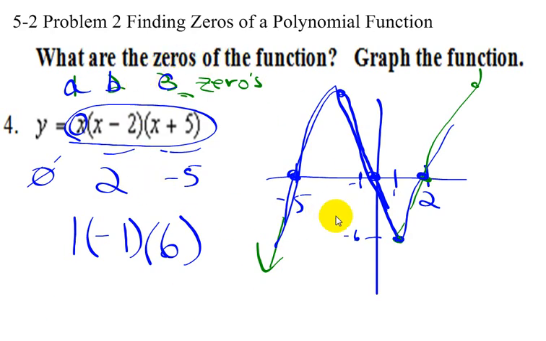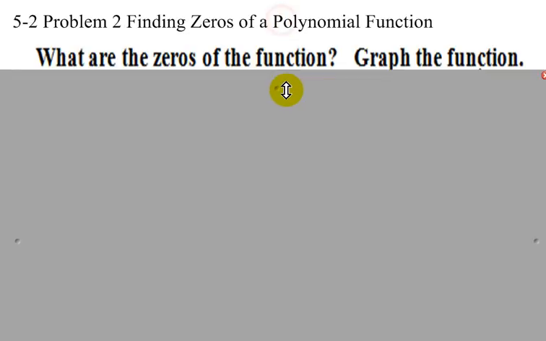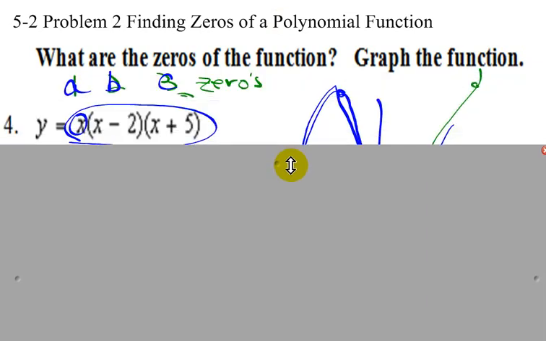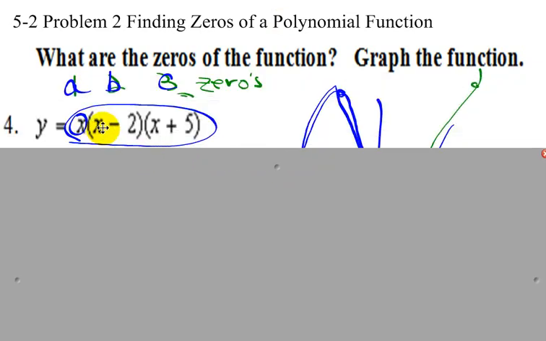Number 4, and this is the one I gave you for your Bellwork, or did I give you 5? Did I give you this one or 5? Okay. So this one says what are the zeros of the function and graph the function. So when you look at this, you've got x times x minus 2 times x plus 5. Yay, it's already factored.